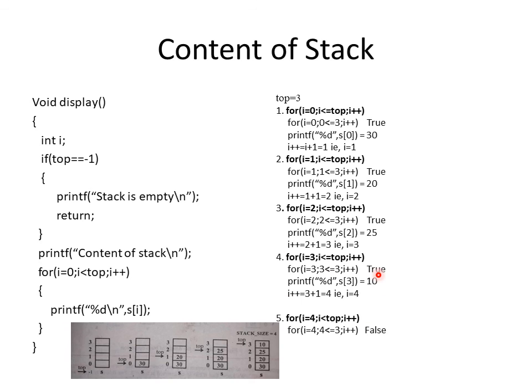After that, once again I increment, I plus plus, that is 3 plus 1, that equals 4. Now I equals 4. Is 4 less than or equal to 3? No, the condition fails. Once again the condition is false and it will come out of the loop, and it will print only these values, that is 10, 25, 20 and 30. These are the values which are printed. Thank you.